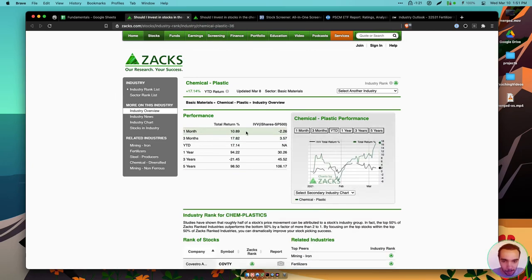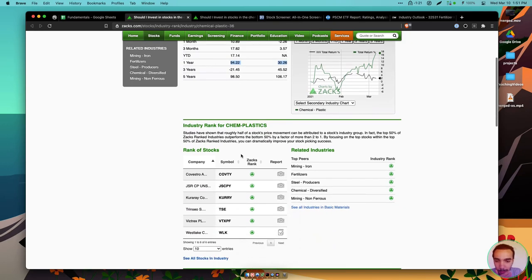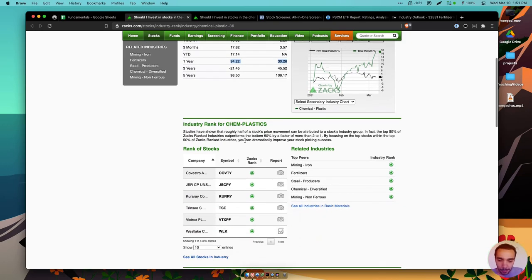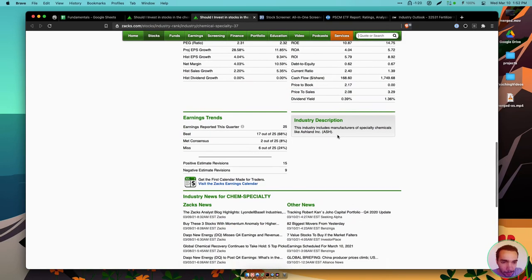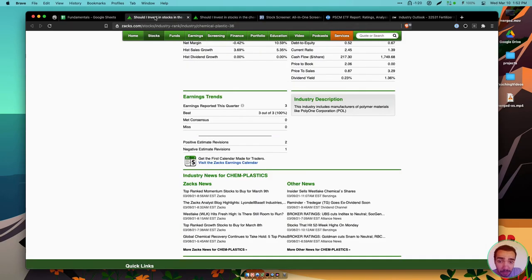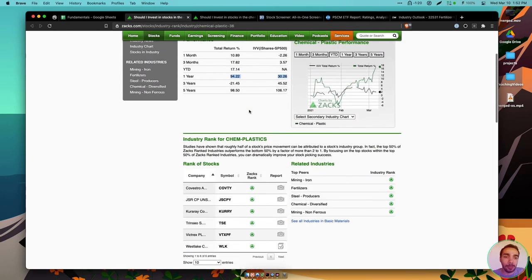One month return, 10%. 3 months, 17%, 1 year, 94%. Yeah, that's from the March lows. You'll be shocked to know that this is actually lagging the S&P 500. Wow. All right, so what is this industry? Manufacturers of polymer materials like PolyOne Corporation. And specialty? Specialty chemicals like Ashland Inc. Okay. Not very useful. It's just repeating the title.